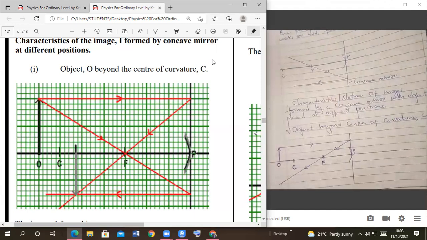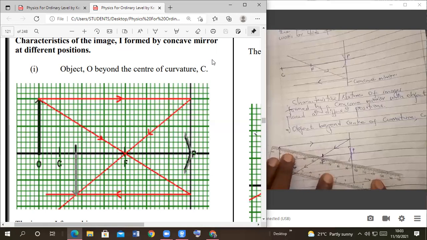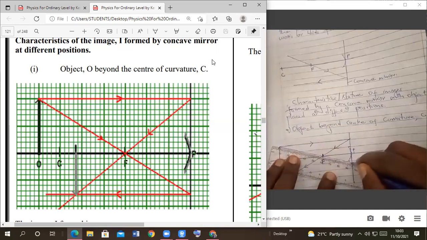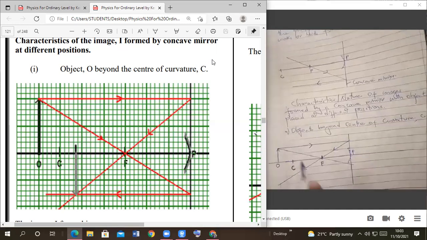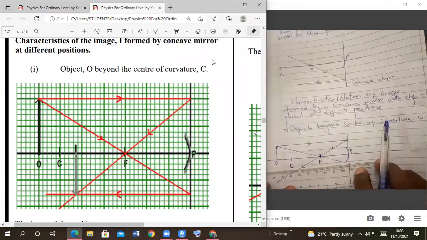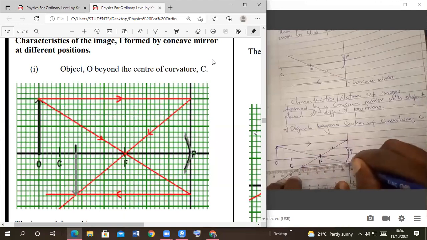Then again, we said for an image to be formed, we must need 2 or more rays. So now again, a ray of light will pass through the principal focus from the same point on the object, like this. We said when a ray of light is passing through the principal focus, what will happen to it? It will be reflected parallel. So can we draw that?